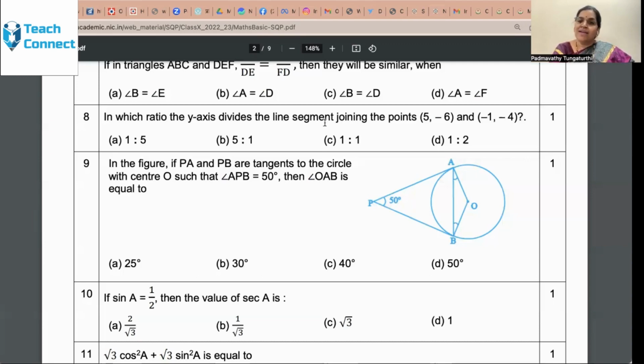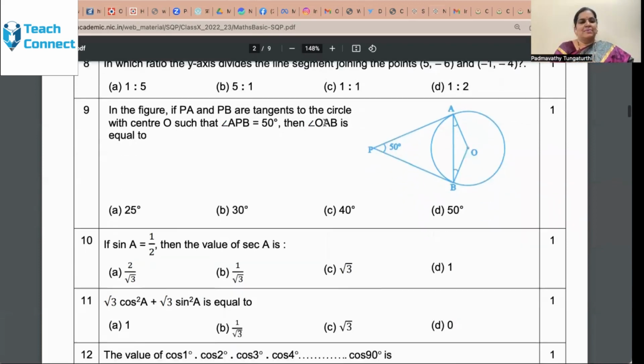X and y both are negative, minus 1, minus 4. They fall in the third quadrant. So let the child understand one after the other and then do the problem. Every bit of it, the child knows for the first 10 problems, then automatically the skill will be developed.